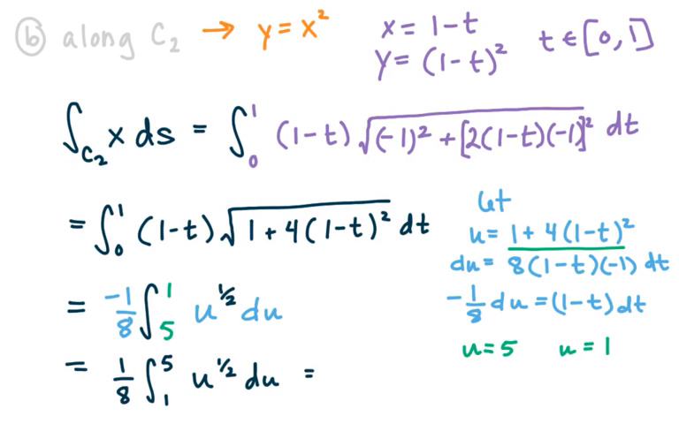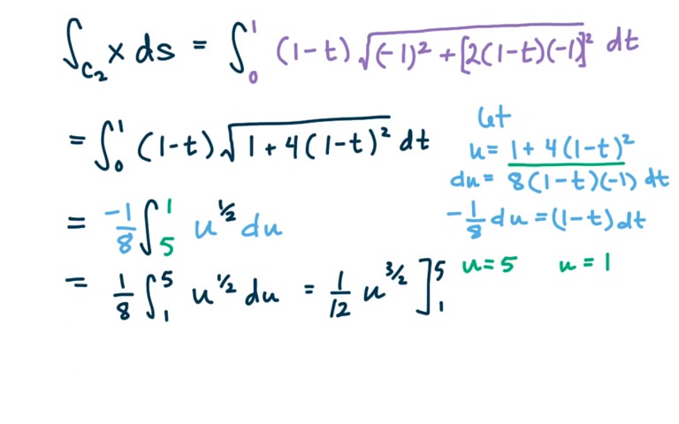So integrating that, I'm going to have 3/2 as my power, 2/3. So I have 2 over 24 out in front, or 1/12, times u to the 3/2 evaluated from 5 to 1, which calculating that, I get 5 root 5 minus 1, all divided by 12. So that is the value of the line integral across c sub 2.